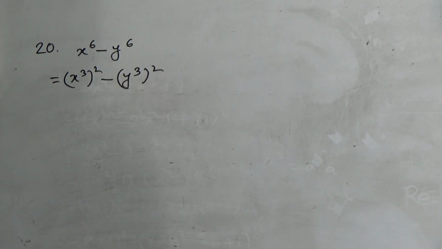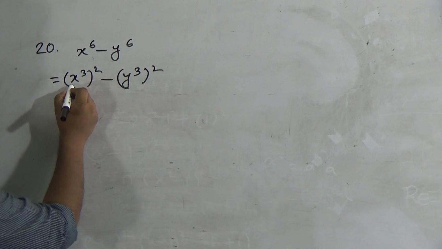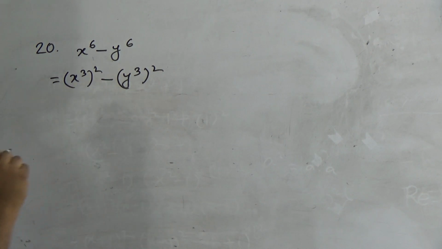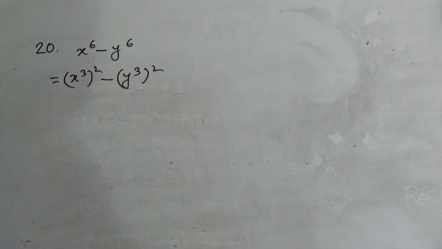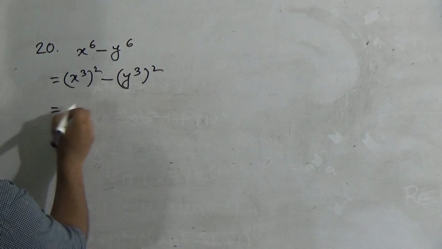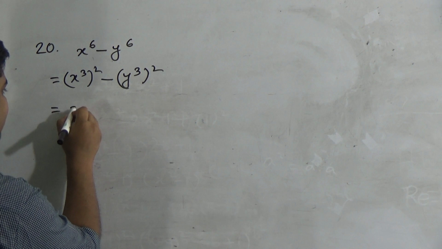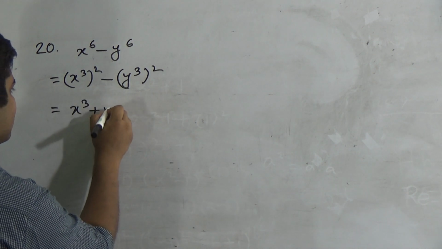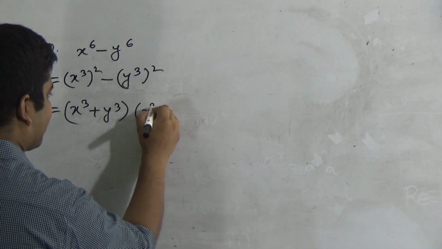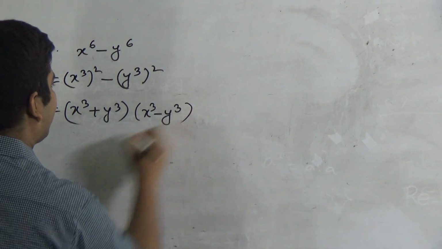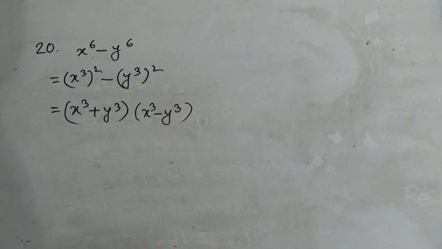Now we notice here, we consider x cube as a and y cube as b. So the a square minus b square formula applies here. So we get x cube plus y cube into x cube minus y cube. I hope you have understood.